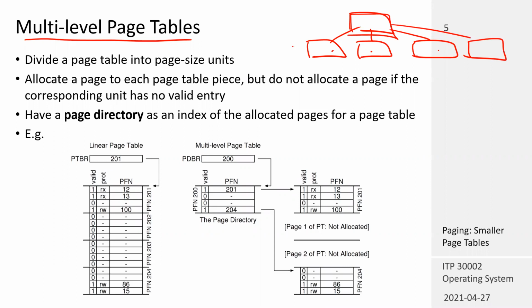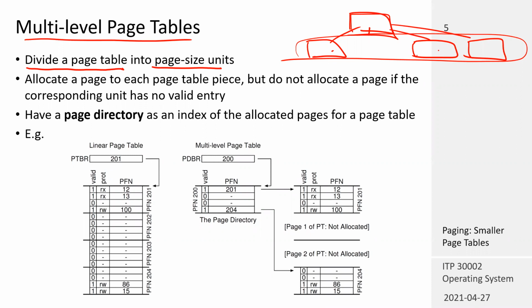What's the benefit? These leaf nodes are nothing more than page tables themselves. What if one node is totally not in use? Then we don't actually have this entry, but just mark that all of its belonging entries are unused. In this way, we can save memory for representing the page table. So the idea is to divide the page table into page-sized units, so the size of each unit should be the same as the page size.